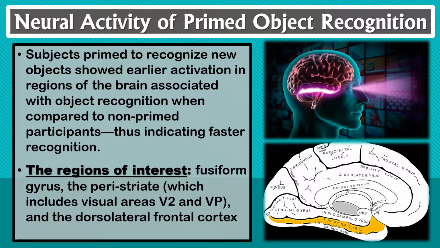In contrast, a 2000 fMRI study by James et al., in which subjects were primed to recognize new objects, did not show decreased activation in regions of the brain associated with object recognition, and instead only demonstrated earlier activation in these regions among primed participants when compared to non-primed participants, thus indicating faster recognition. The fusiform gyrus, the peristriate, which includes areas V2 and VP, and the dorsolateral frontal cortex were identified as regions of the brain that showed faster activation upon recognition of a primed object.